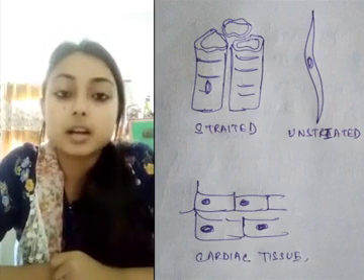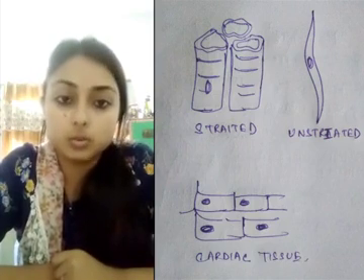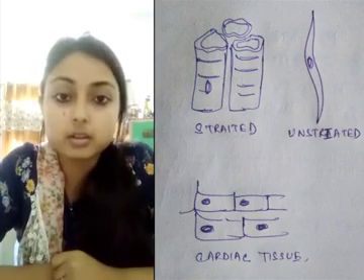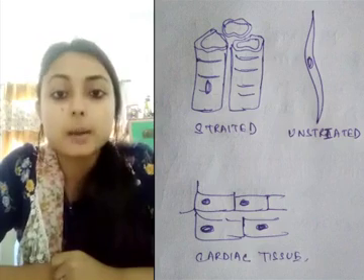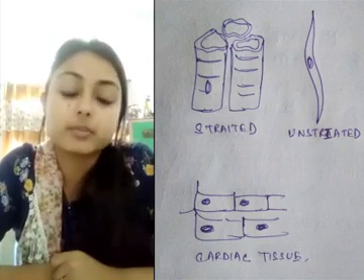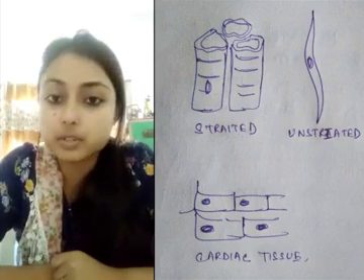I repeat, cartilage is found in the nose, ears, rings of trachea and bronchial tubes, between vertebrae and also at the end of long bones. It has no blood vessels or nerves.